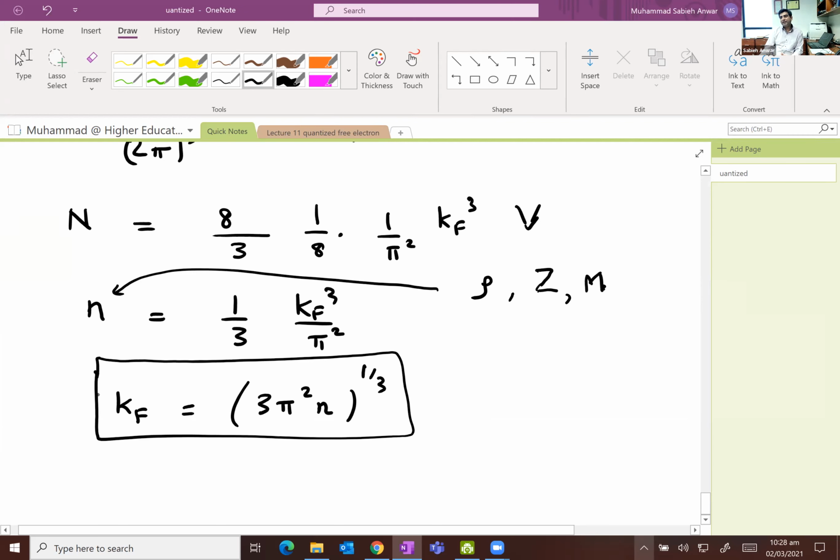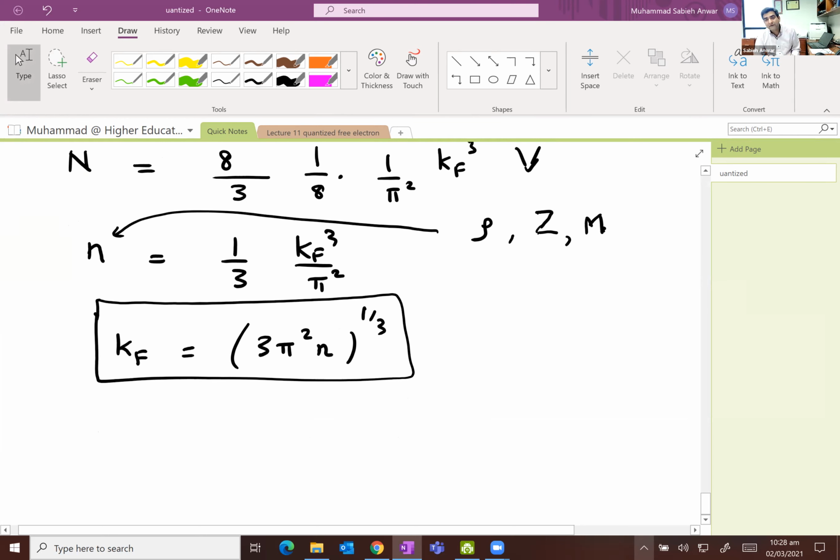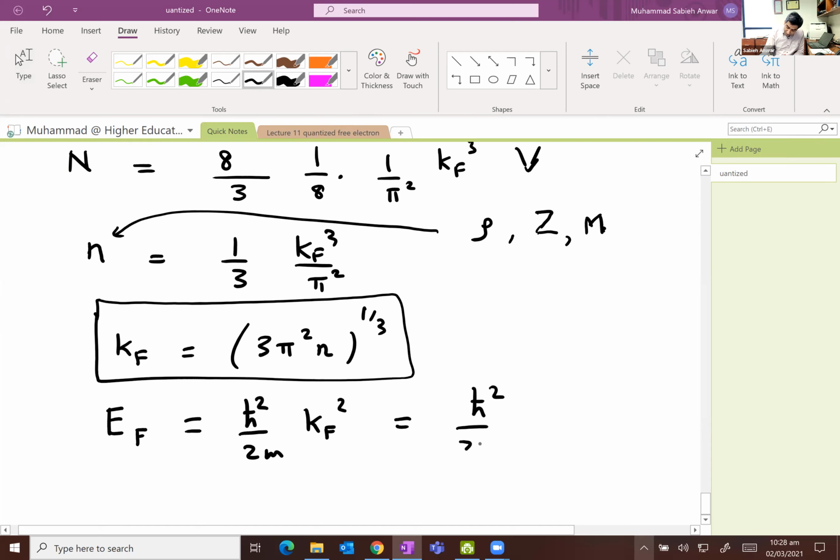Now this is the Fermi wave vector of the electrons. The maximum wave vector an electron can have at 0 Kelvin. And all the electrons will have wave vectors with magnitude smaller than this Kf. And I can also find the energy corresponding to this Fermi wave vector. And that energy is going to be h bar square over 2m Kf squared, which is h bar square over 2m (3 pi square n) to the power 2 over 3. And this is called the Fermi energy.